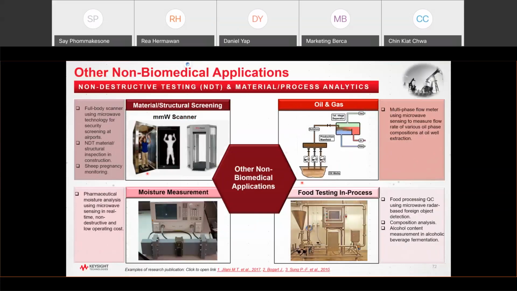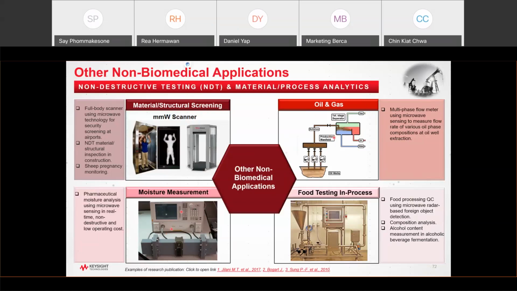The other research, as you can see, is these millimeter wave scanners, which you see at the airport, and also oil and gas. Especially the oil industry wants to detect any production that is affected by maybe too much water, perhaps. So they want to stop the production so that they don't waste too much time.